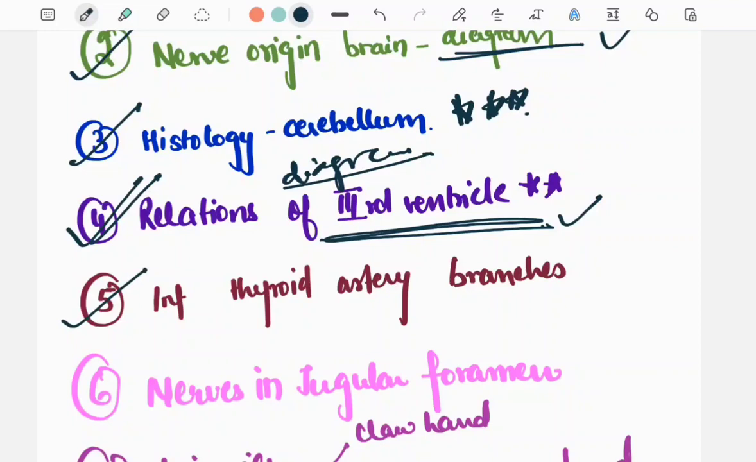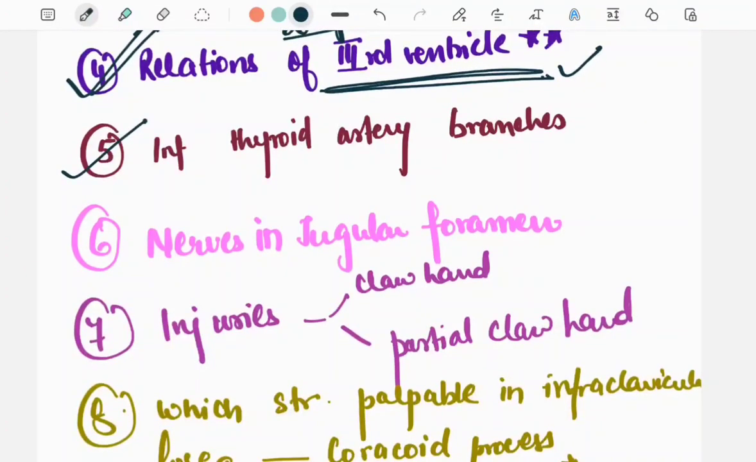Then inferior thyroid artery. I am just discussing the important topics so that you can write it down, and before preparing write down these topics separately so that you know that you have to focus more on them. Then the nerves in jugular foramen.